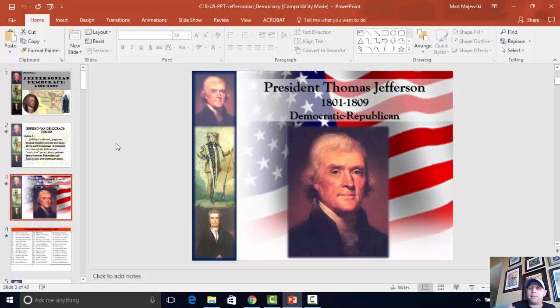So anyways, next slide, Thomas Jefferson, there he is, right? He's going to be a two-termer. He is our first Democratic-Republican president, remember. He takes over after two Federalists, Washington, who was a Federalist kind of in policy only, not in name, and then John Adams, the one-term Federalist president.